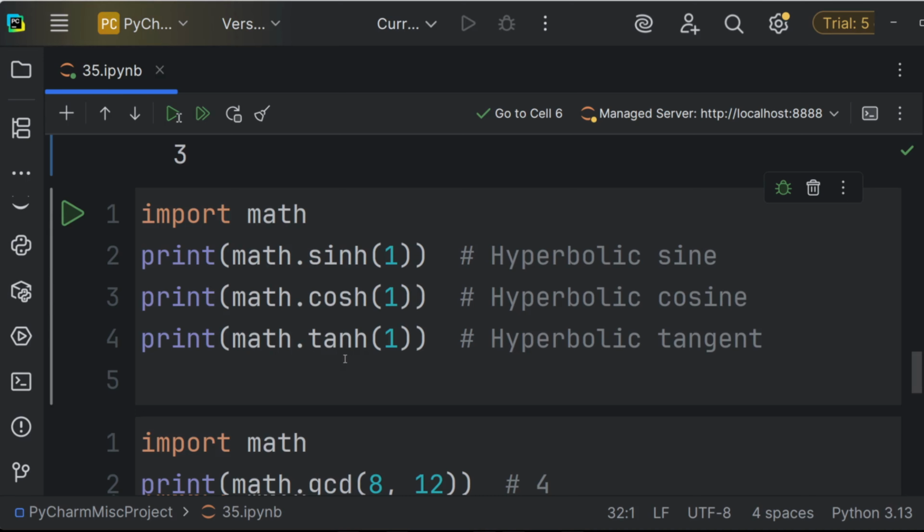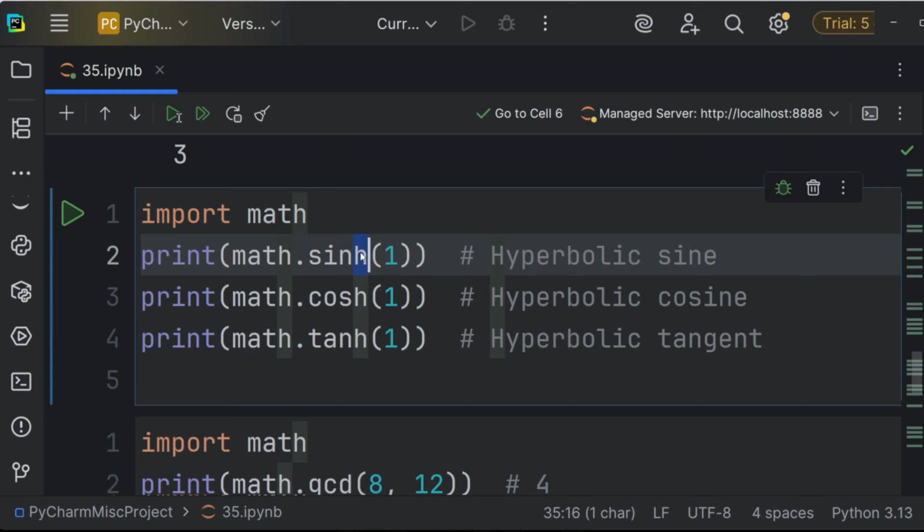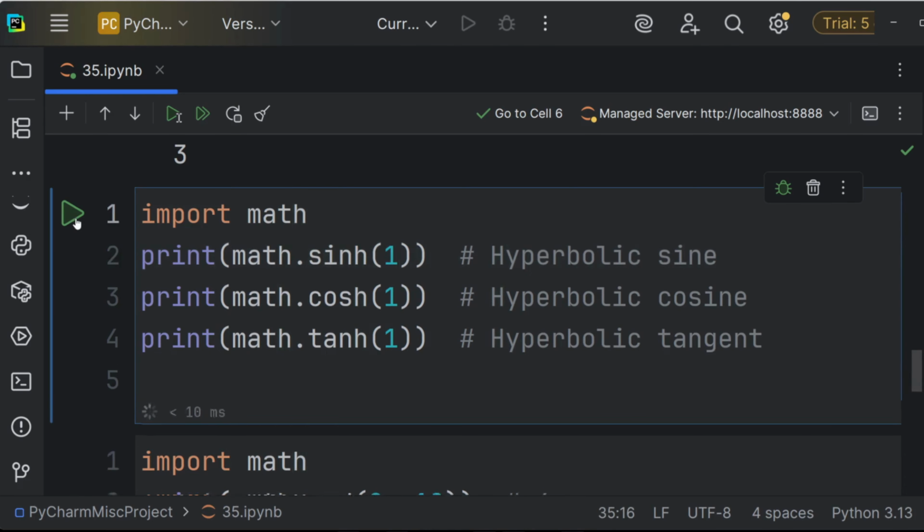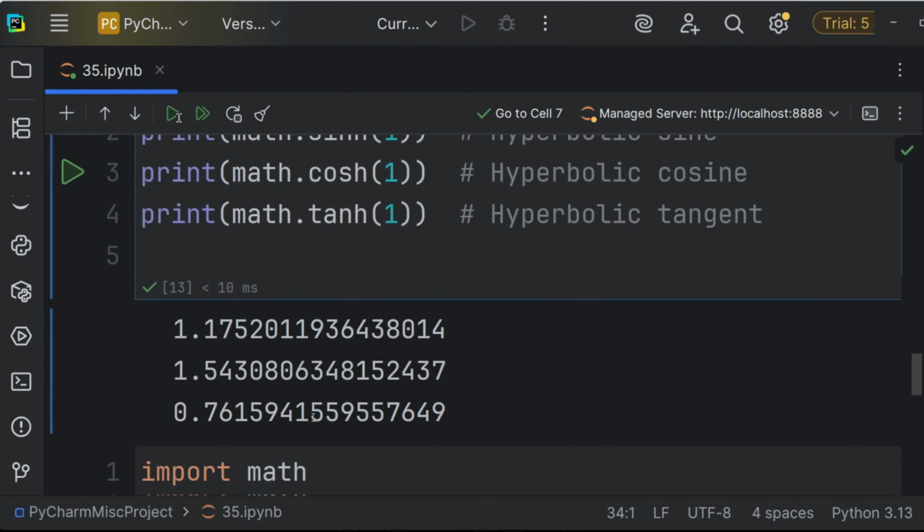If you're working in scientific fields like AI, physics, you've probably seen hyperbolic functions. So there's a hyperbolic sine, hyperbolic cosine, hyperbolic tangent. That's why we use sin, and we put an h along with it. Sinh, cosh, tanh, and we put whatever number we want. So when we run this, as you can see, it prints the hyperbolic value of the trigonometric ratios according to the number given in the input.